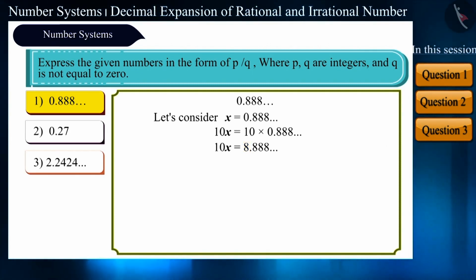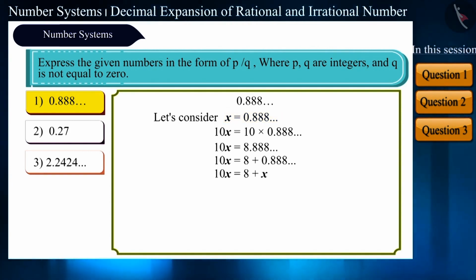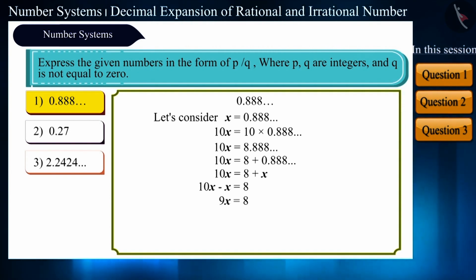Now we can also write it as 10x is equal to 8 plus 0.888. We have assumed 0.888 as x, therefore it will be 10x is equal to 8 plus x. 10x minus x is equal to 8. After solving this further, we get x is equal to 8 by 9.